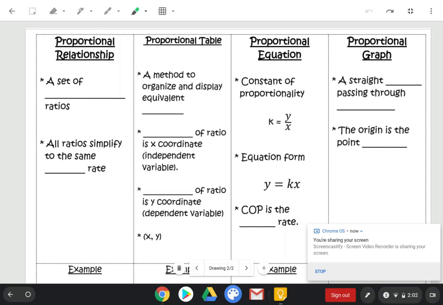Hi guys, it's Miss Brown, and I just wanted to take a second to explain the notes from yesterday to you. I gave you the filled out notes, but I really believe that I need to say more about them.